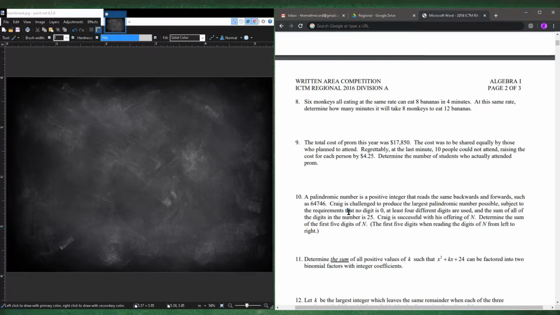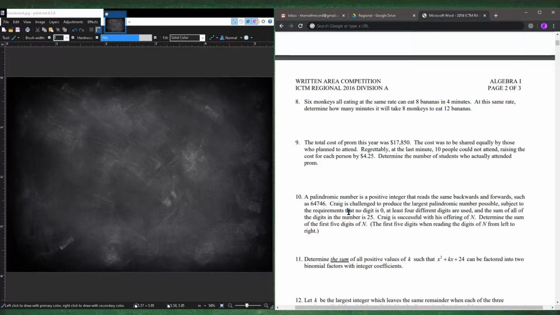Okay. Number 9. The total cost of prom this year was $17,850. The cost was to be shared equally by those who attend. Regrettably, at the last minute, 10 people could not attend, raising the cost for each person by $4.25. So determine the number of students who actually attended the prom.